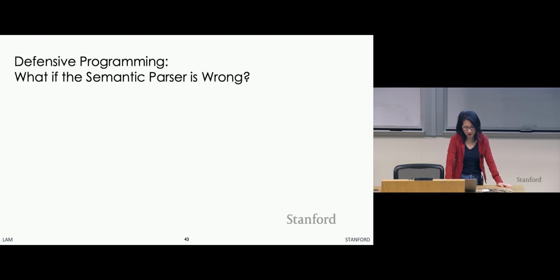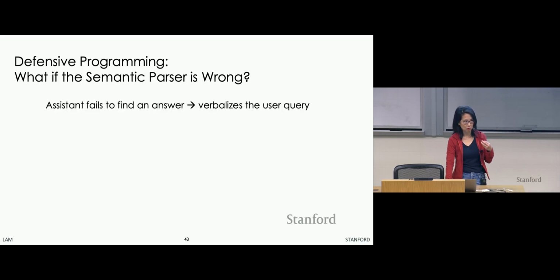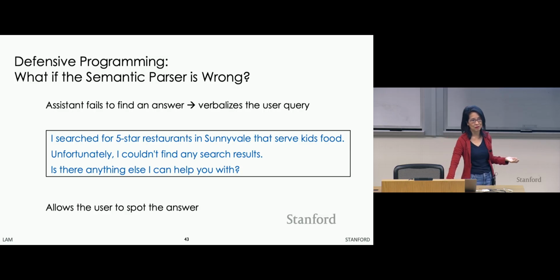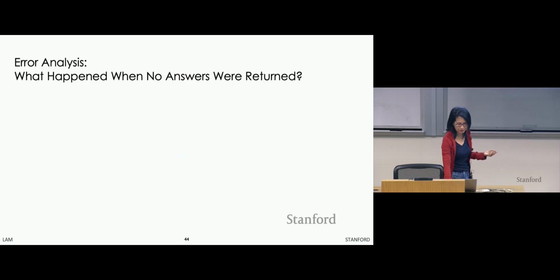One thing I want to point out is that you have to be defensive, so that if you get it wrong, the user knows. You have to verbalize the user query. In this particular case, you say, I searched for the 5-star restaurants that serve kids food and unfortunately couldn't find any. Is there anything I can help you with? I tell you exactly what I'm trying to do. You can now go and refine this statement. Maybe I'm not asking for that. You will see that, I didn't mean this, and you can even correct your queries in the conversation.